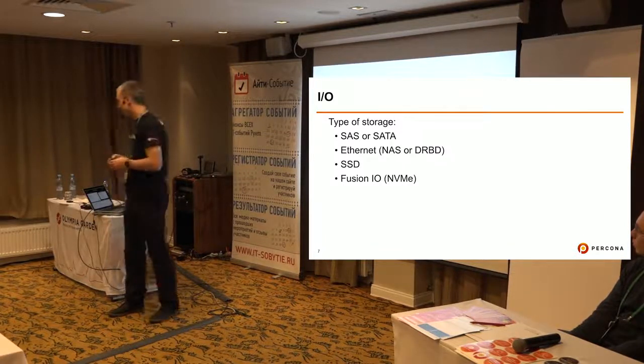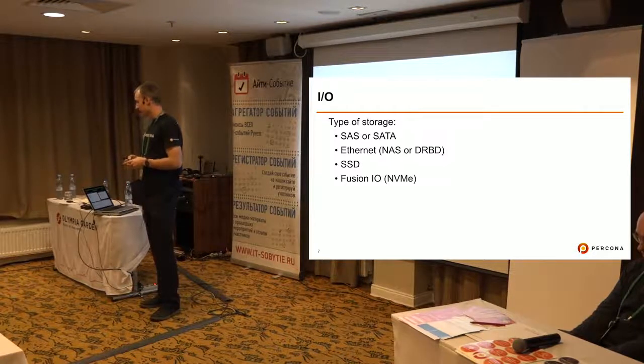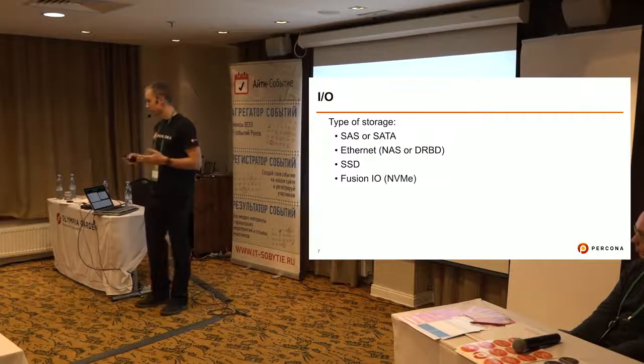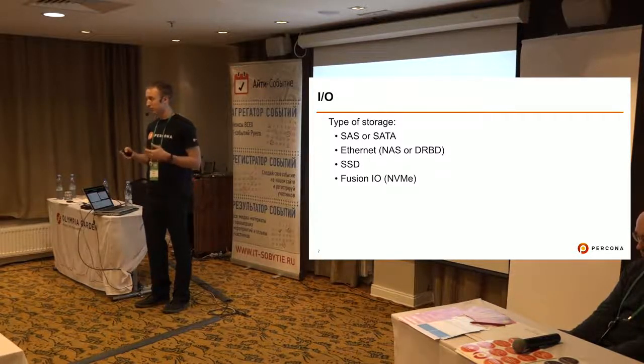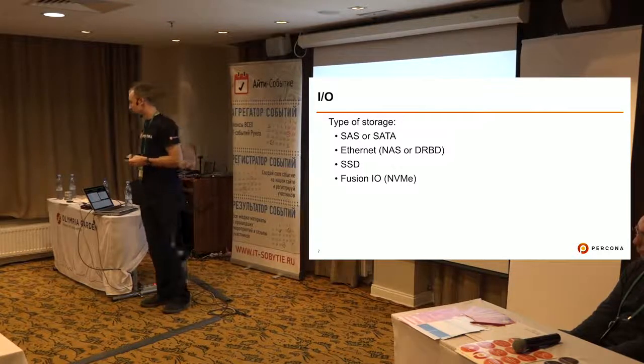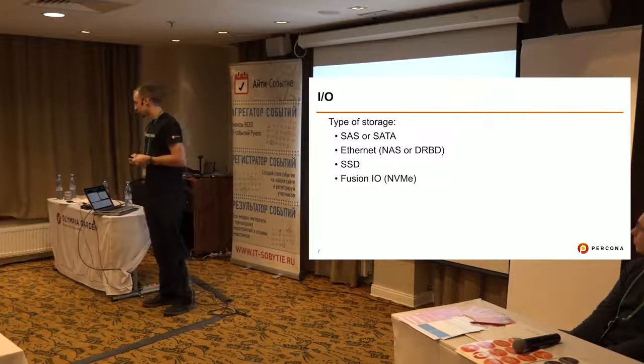The type of storage. Spinning disks are not always a bad choice. They can be a good choice for streaming data. For example, ScaleDB can benefit from using spinning disks. And network storage is not as much about I/O as about latency in your network. So you have to make sure that you get the least amount of latency. And we'll talk about SSD and flash storage and Fusion I/O and all that later in the talk.